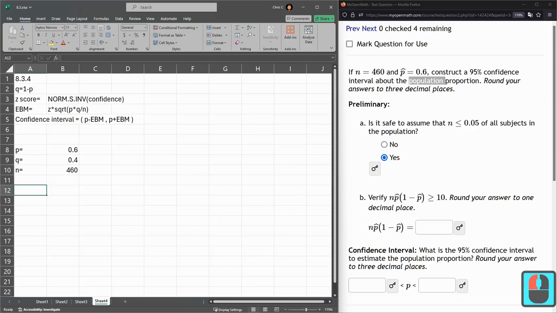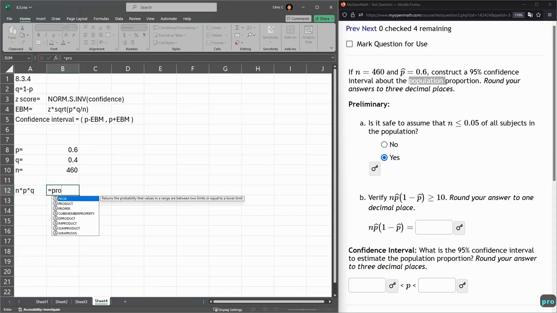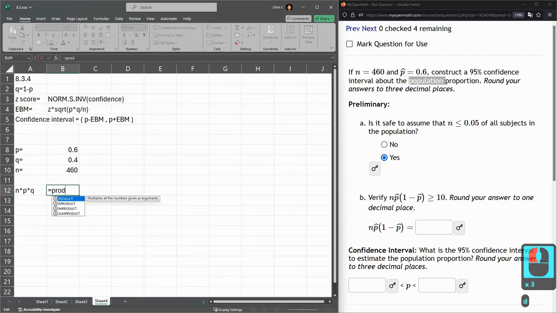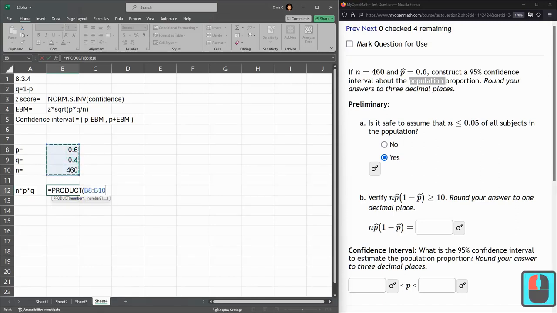And let's go ahead and do the n times p times q. It's just these three multiplied together. So you can just use the product, or you can just multiply all three with the asterisk. This product just multiplies everything inside, very much like a sum, except it's multiplication.